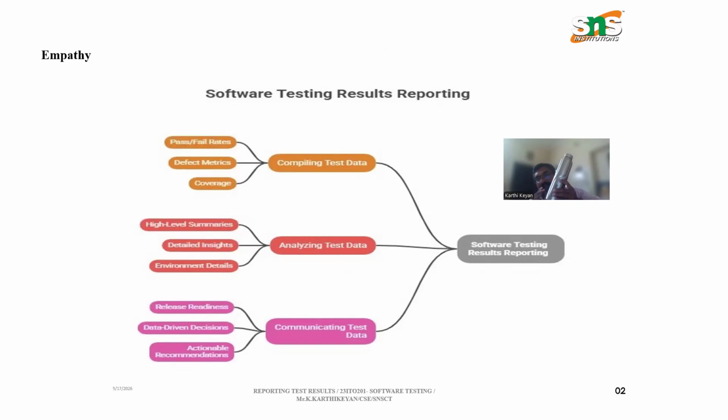The manual procedures are available after completing your solutions. Suppose in the same software development, what are the needs or requirements, and what things are to be done in your area in the sectors. This is a very important thing in the sectors. Second, communicating test data: raise the readiness, data-driven decisions, and actionable recommendations in your area. This is communicating test data in software testing reports.